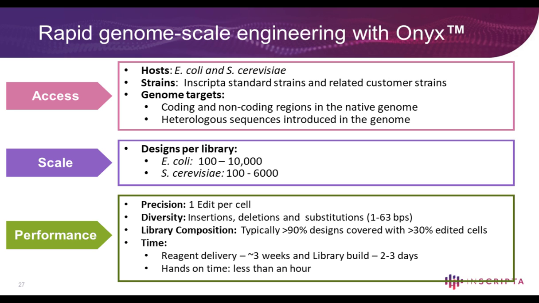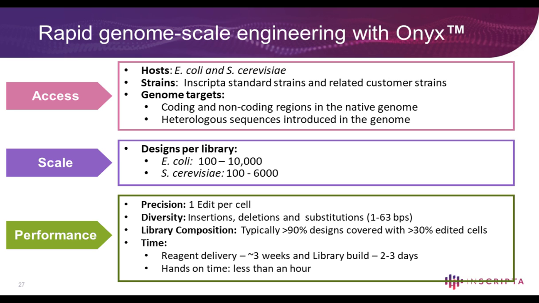Now, we talked about scale. The designs per library indicated here shows the flexibility that you get in controlling the scale that you want to study. Both for E. coli and Saccharomyces, we start with a lowermost end of 100 designs per library. And for E. coli, you can build up to a 10,000 member library, or for yeast, you can go up to a 6,000 member library.